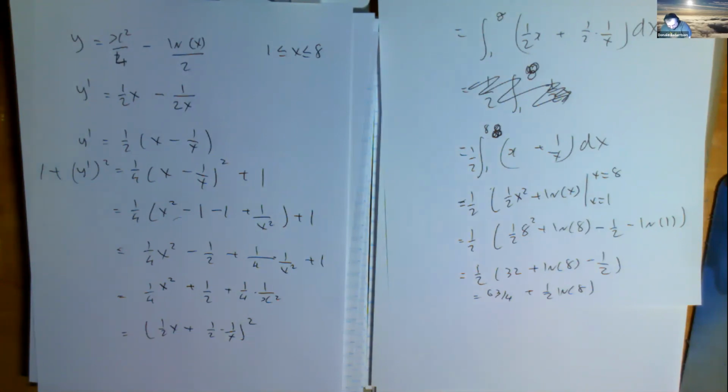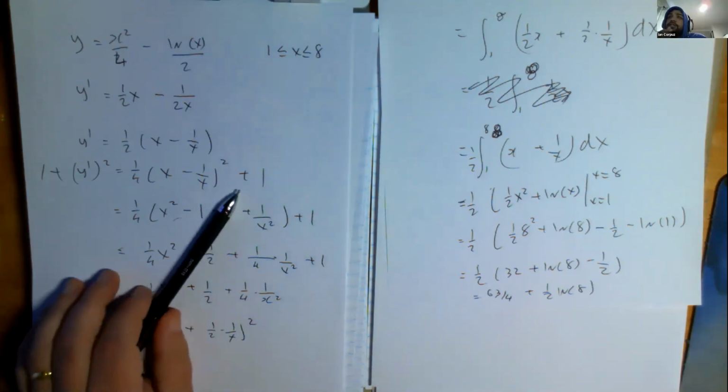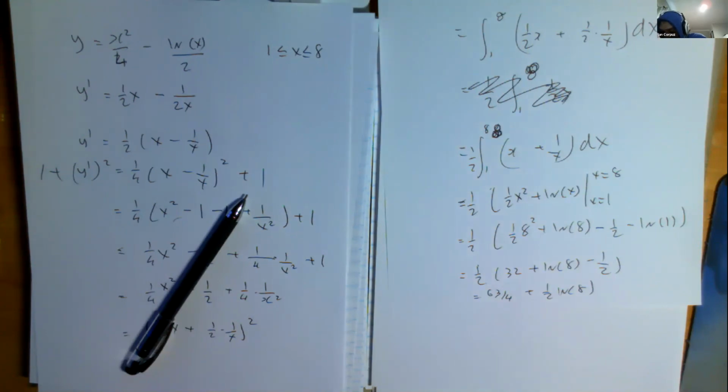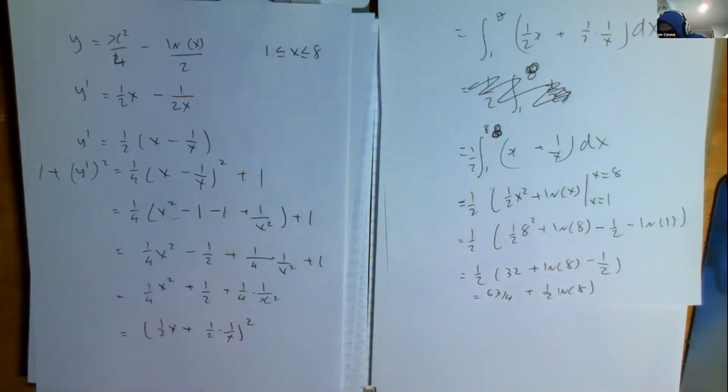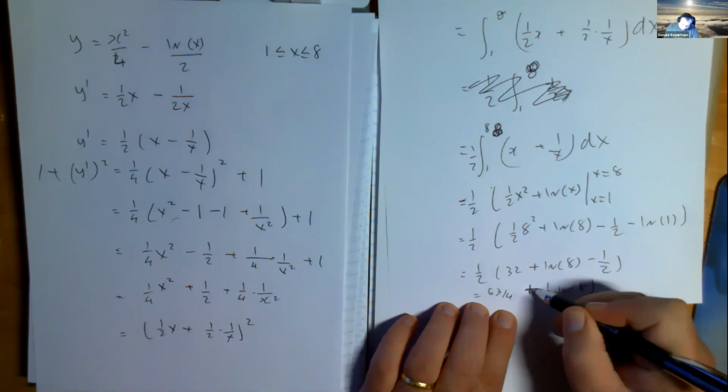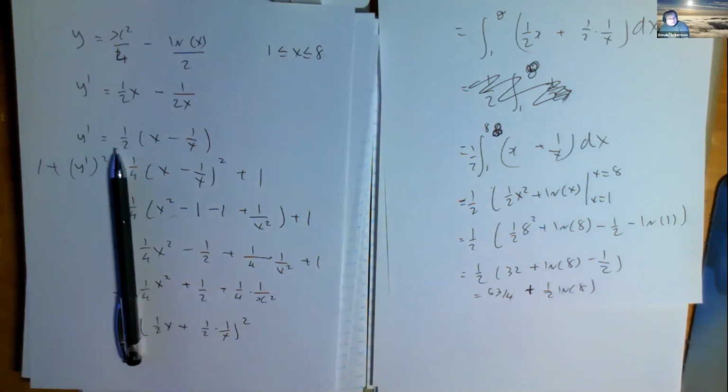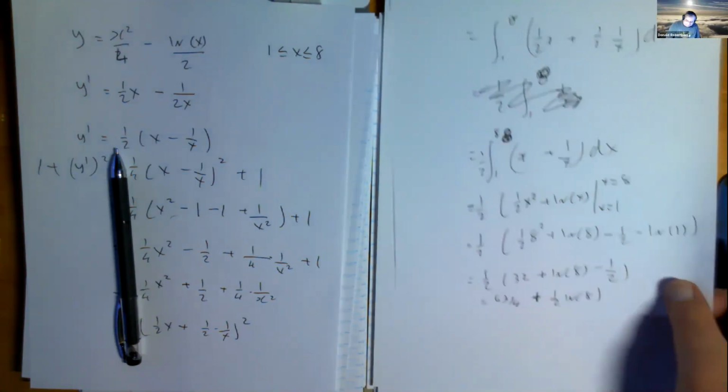So I'm not quite sure what went wrong there. Oh wait, no, I turned that into a minus for some reason. So that plus should be a minus, yeah, should be a plus. My ln 8/2 should have been a plus. Okay.